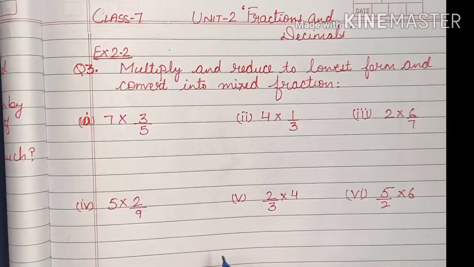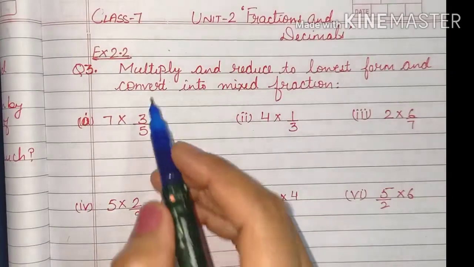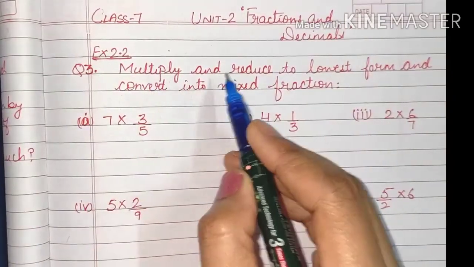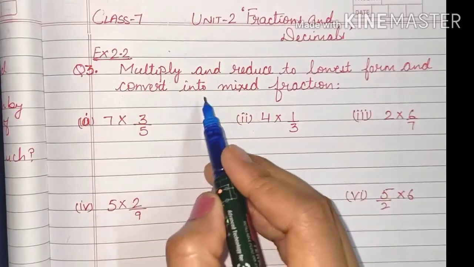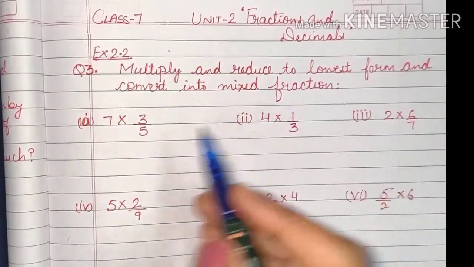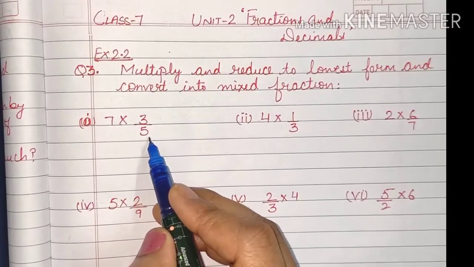Hello students, today we will do question number 3 of exercise 2.2. Here is the question: multiply and reduce to lowest form and convert into mixed fractions. Let's see the first part. It is 7 multiply 3 upon 5.